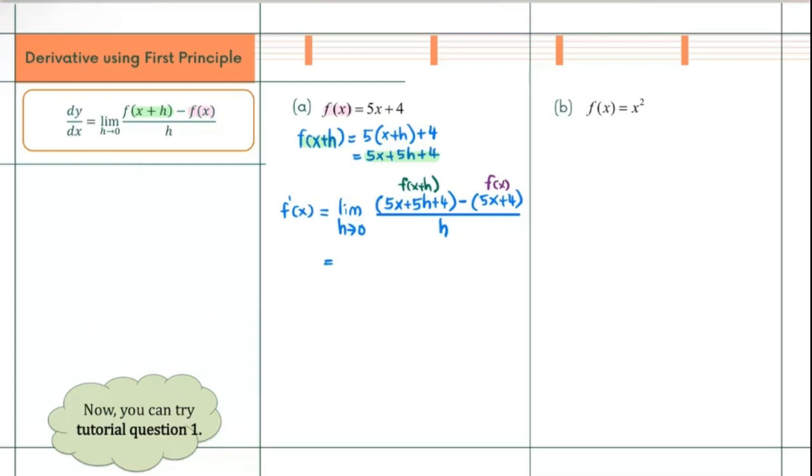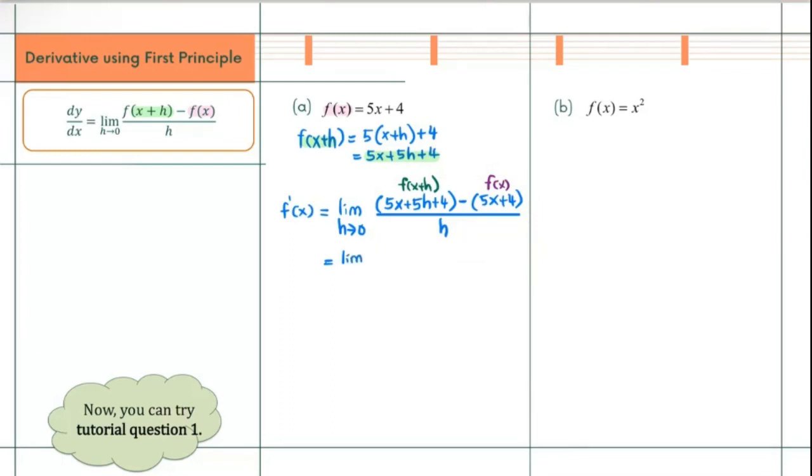Okay, so nampak tak? And okay, if you substitute directly 0 into this function, kamu akan dapat, sini akan jadi kosong. So 5x tambah 4 tolak 5x tambah 4, kita akan dapat kosong. So kita akan end up dapat 0 over 0. Okay, so if you still remember, limit kalau kita dapat 0 over 0, kita kena factorize ataupun simplify. So sebenarnya this function, kita kena simplify dahulu, barulah kita boleh masukkan nilai dia.